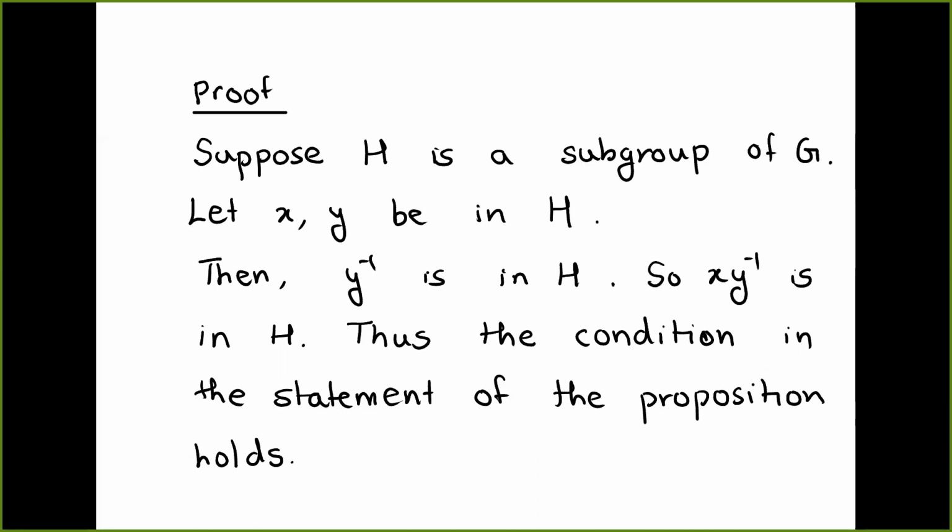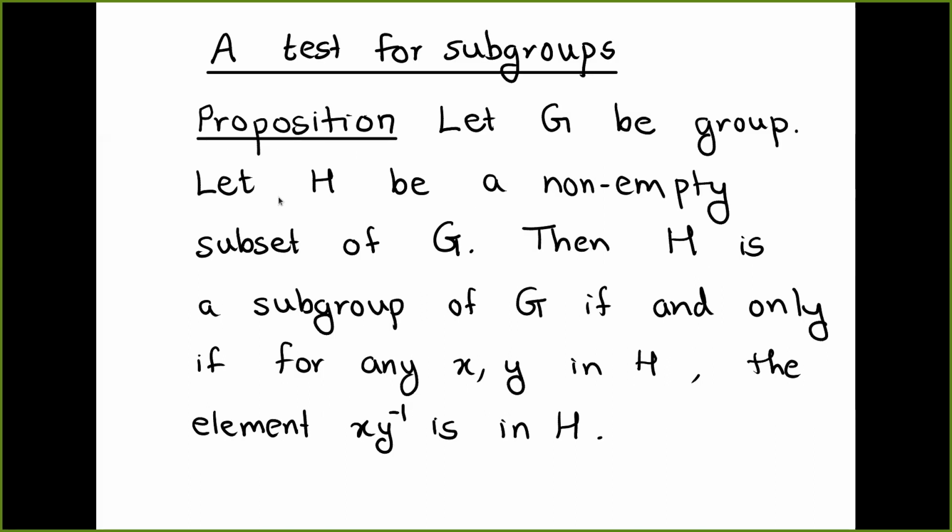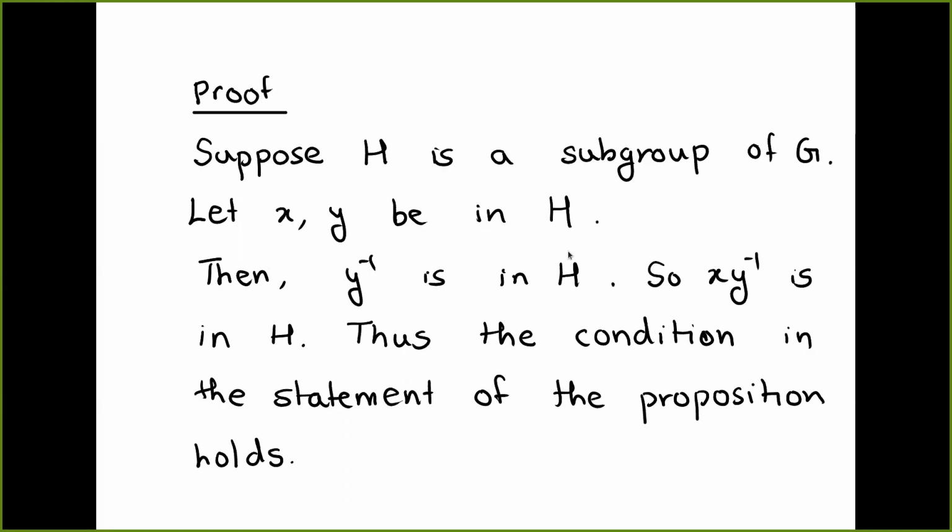So let's prove this. I want to prove the equivalence of two conditions. I take the first condition and prove that it implies the second one. Then I assume the second one and prove that it implies the first one. So suppose H is a subgroup. I want to prove that for any x and y, xy inverse is again in H. Let x and y be given elements of H. Then as y is in H, y inverse is in H. And so the product of x and y inverse is in H, because we are assuming that H is a subgroup. And that is exactly what we wanted to prove.